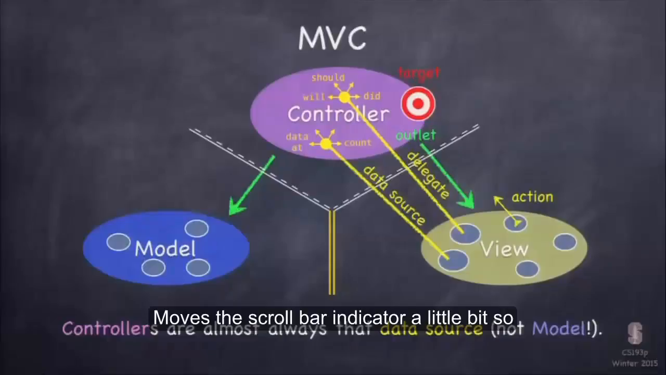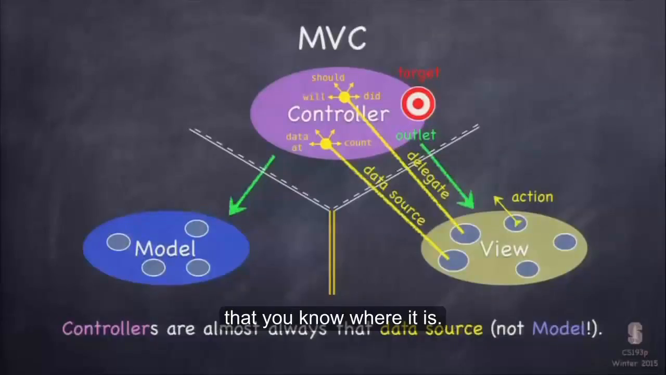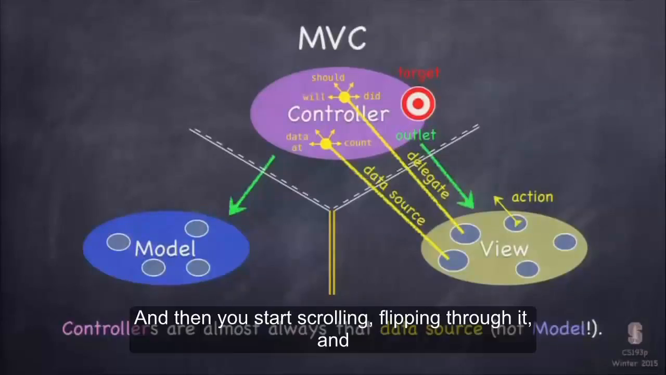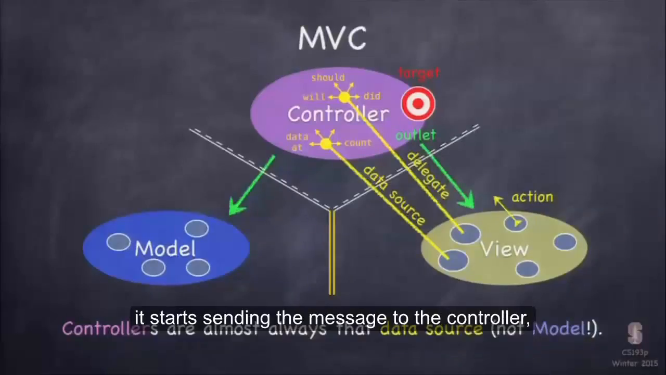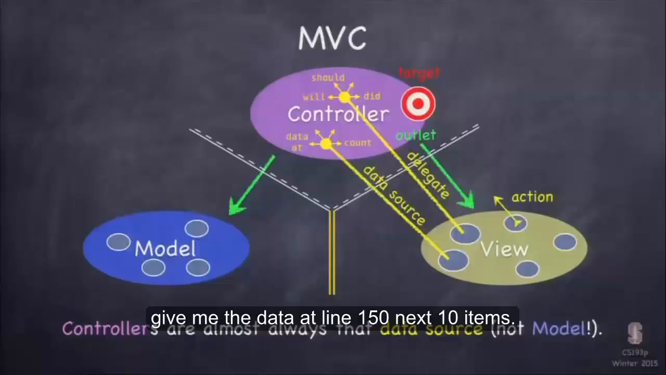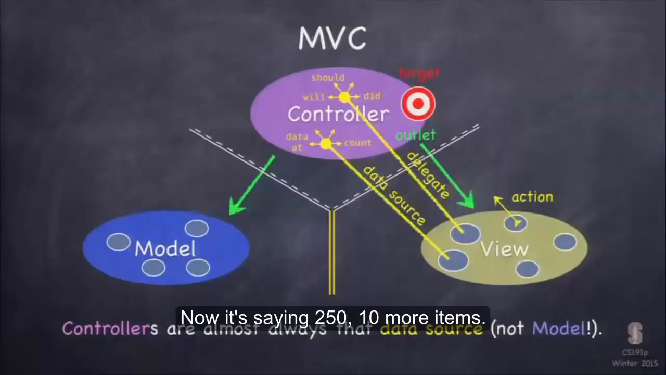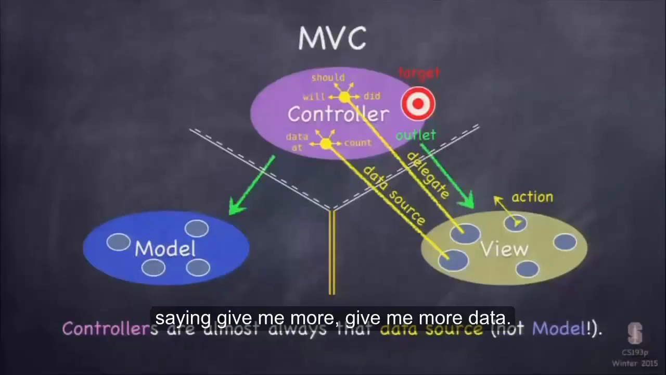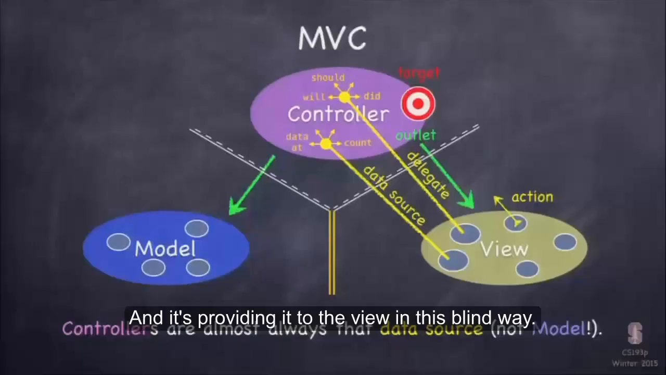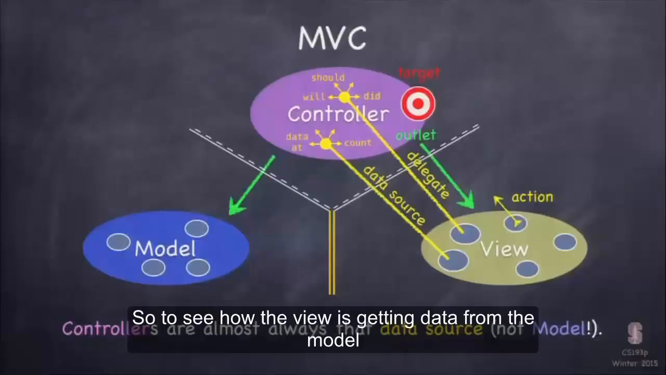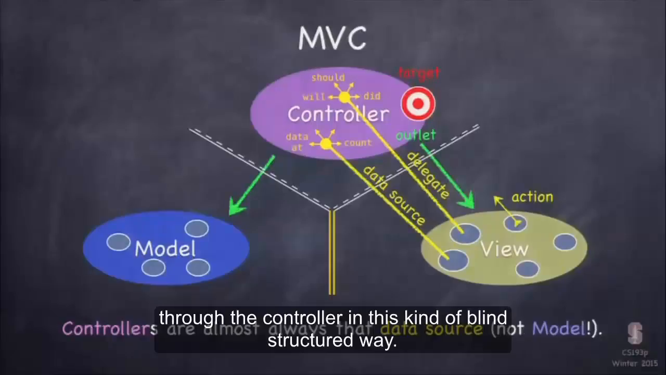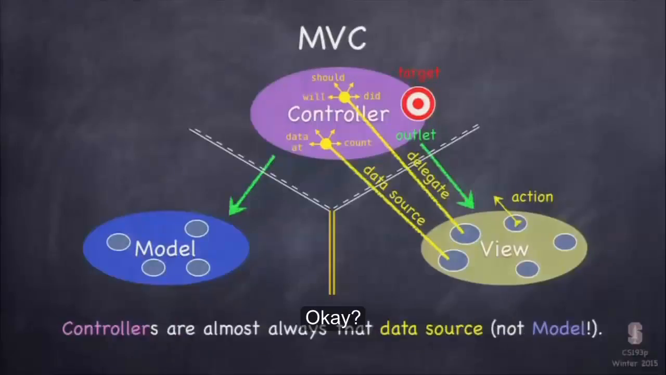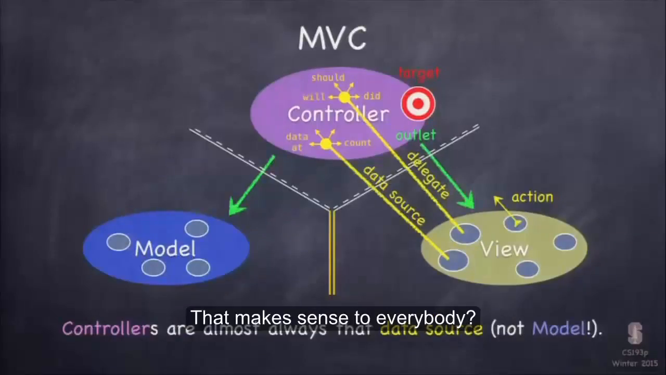It doesn't know what they are, moves the scroll bar indicator a little bit so that you know where it is. And then you start scrolling, flipping through it, and it starts sending the message to the controller, give me the data at line 150, next 10 items. You see what I mean? And then you flick down some more. Now it's saying 250, 10 more items. And so the controller is going back to the model and saying, give me more data, and it's providing it to the view in this blind way. So see how the view is getting data from the model through the controller in this kind of blind, structured way? That makes sense to everybody?